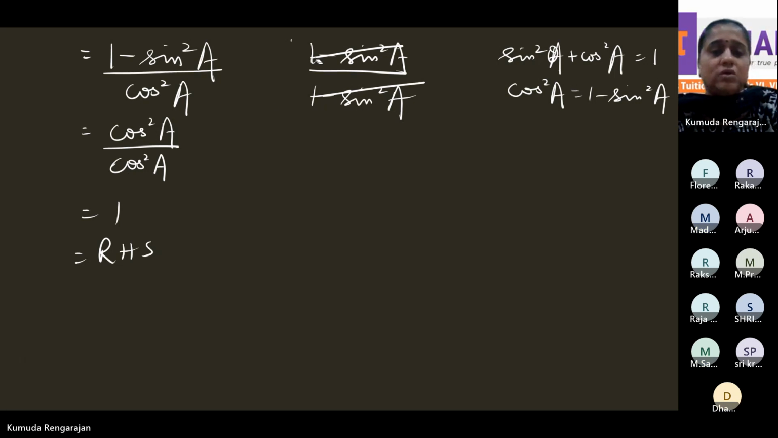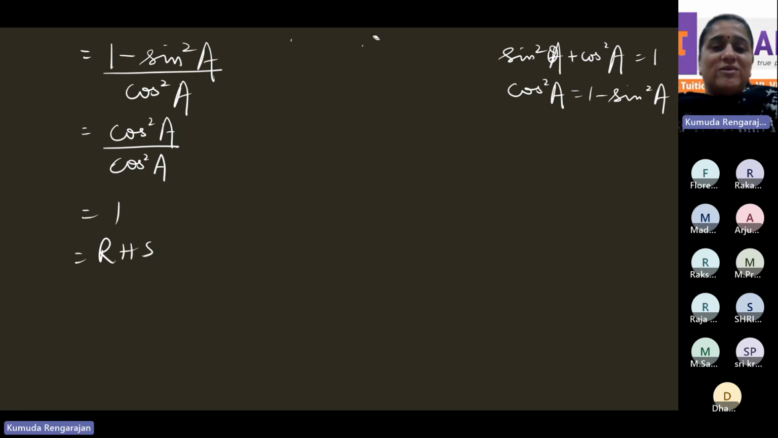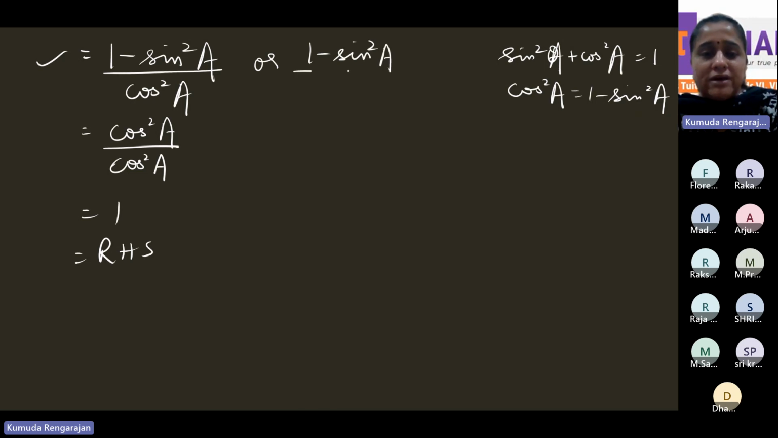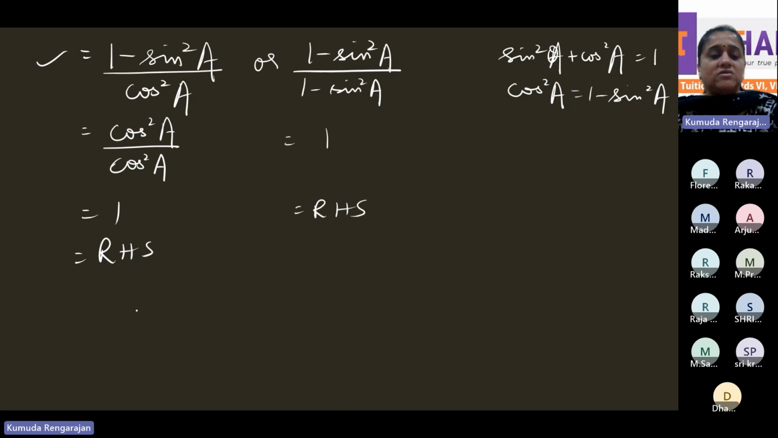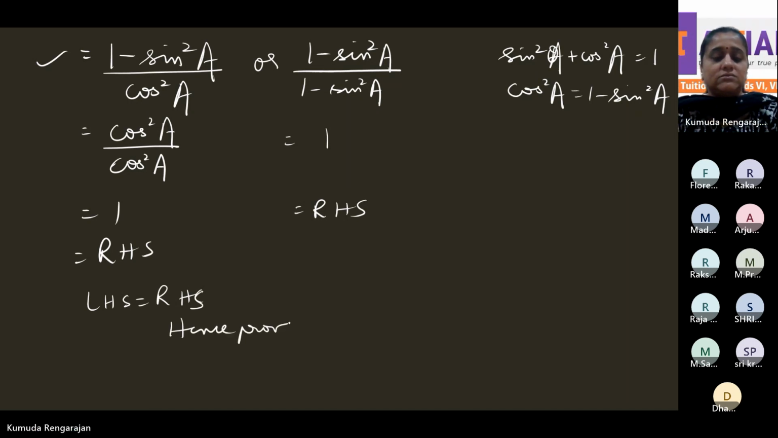Yes, ma'am. Don't change both, then you cannot cancel them out. You must change any one. Either 1 minus sin square A is replaced with cos square A, so cos square A by cos square A is 1, which is the RHS. Or write the numerator as it is, by cos square A as 1 minus sin square A. So they get cancelled and it's equal to 1, the RHS. Both are fine. So LHS is equal to RHS, hence verified, or hence proved, however you want to finish it.